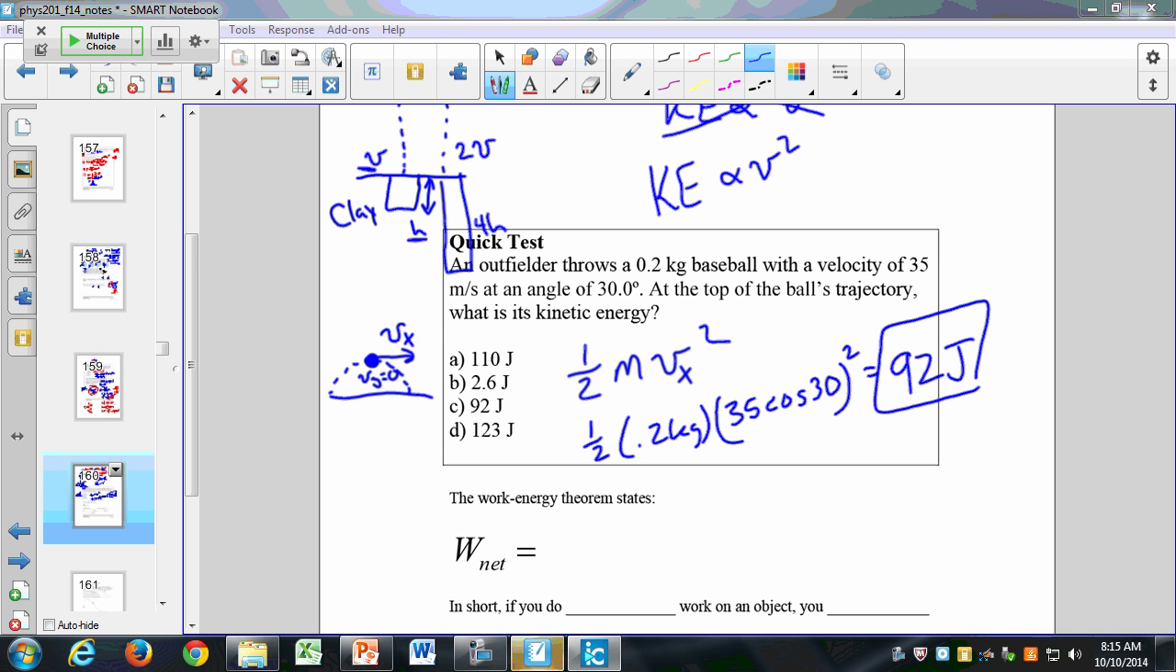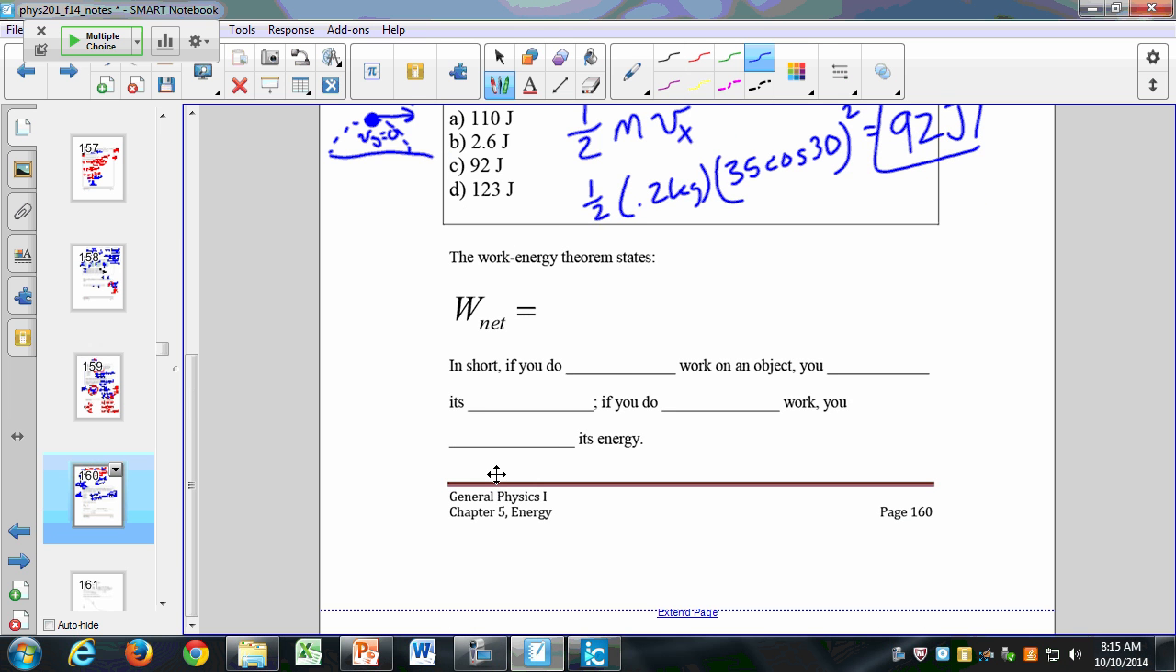All right, let's talk about the work energy theorem. We've already said this in short, but the work energy theorem says that if you do work on an object, you change its energy. So if you do positive work on an object, you increase its energy. And if you do negative work, you decrease its energy.